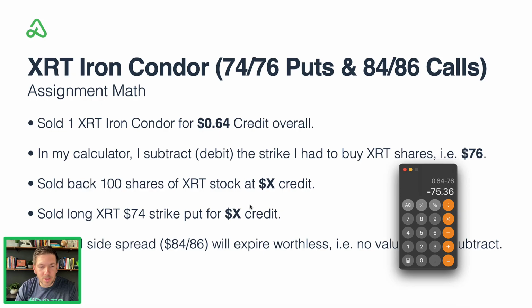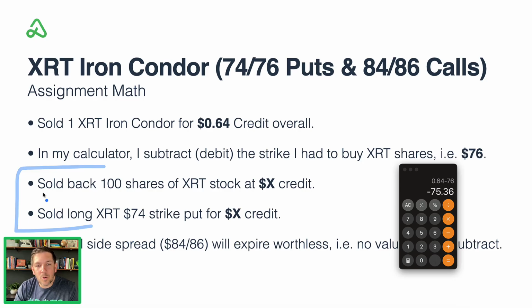Now, the next part of this process, and you can do this in one step or in two steps, is that you basically want to unwind the put side of the trade. So first, or combined together, you're going to sell back 100 shares of XRT stock. We don't have a price for that yet, so I'll get that price as we go through it together. And then you're going to sell your long 74 strike put. Again, we're going to put that in here once we do this.